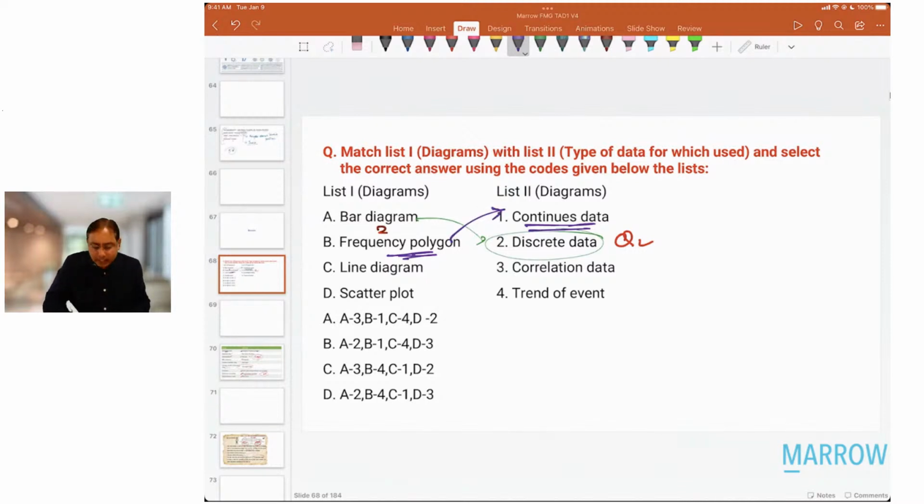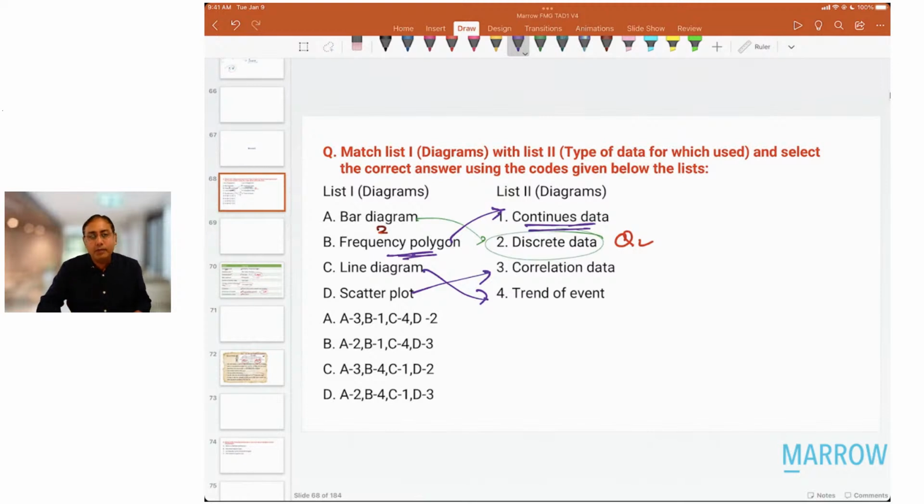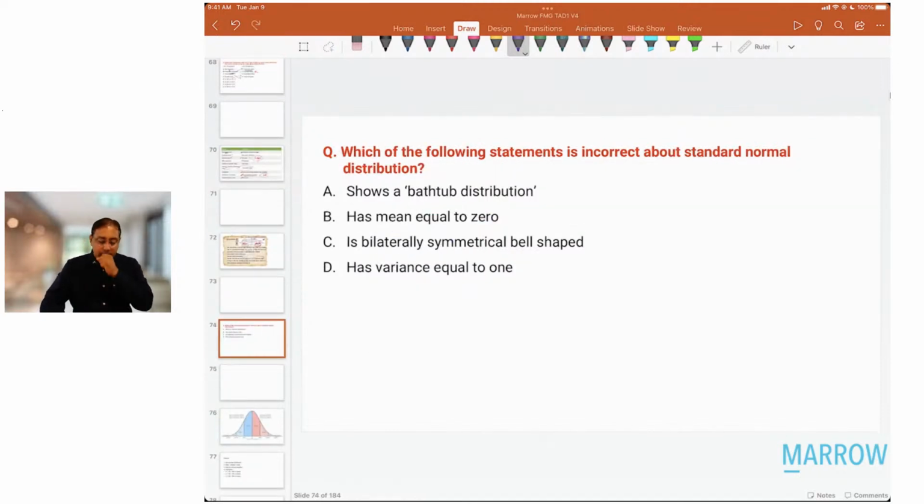Line diagram. What is a line diagram? We just did it. That is for trend of events, and scatter plot is for correlation of the data. So that's a very super duper easy MCQ. What are the graphical presentations? Make sure you get this question right.